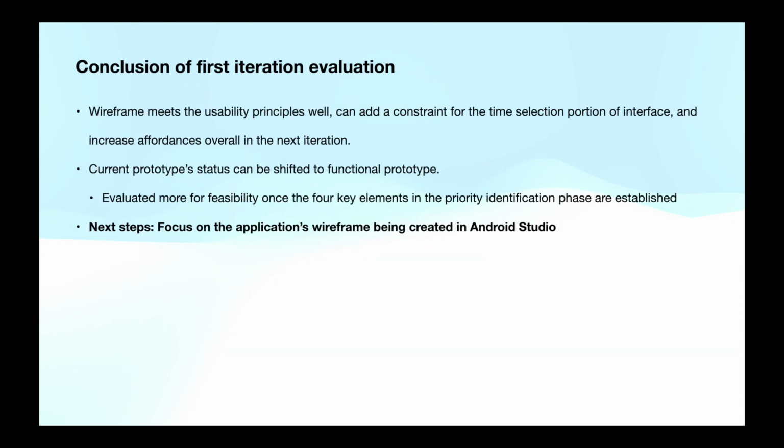Concluding the evaluation of the first prototype, we observed that the wireframe does a good job of meeting Don Norman's usability principles. One area of improvement identified is to implement a constraint that grays out the time selection if the continuous compression button is toggled. The next step for this prototype is to create it in Android Studio. Once an interactive, functional prototype is created, we'll evaluate it for feasibility and functionality.